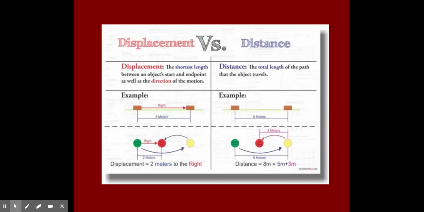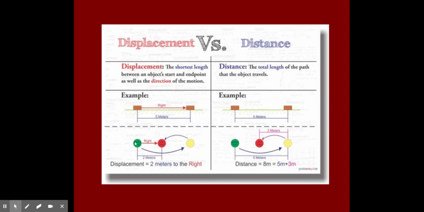Today we're going to focus mostly on distance and displacement and the difference between the two. Distance we're all familiar with. Distance is the total length of the path that an object travels. So it doesn't really matter if you go directly or if you go roundabout, it's the entire trip. Whereas displacement is the shortest length between the object's start and end point. So it is a direct path.